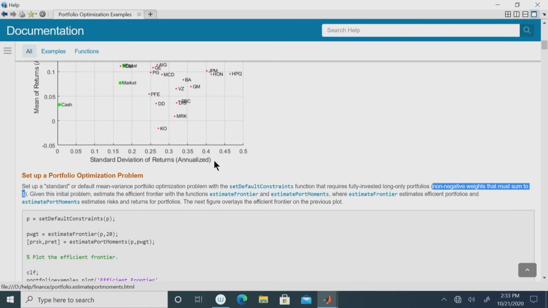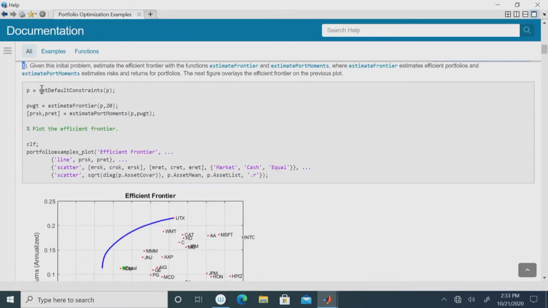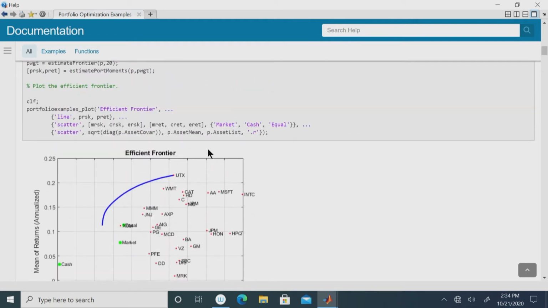With this initial problem, the goal is to figure out what is going to be the efficient frontier. Accordingly, we will set the default constraints as I mentioned, that all long positions with the sum of weights being equal to 1, and then we estimate the efficient frontier, and we estimate the portfolio moments of the efficient frontier and store them as the P risk and P return. So, in this case, what does the efficient frontier look like?